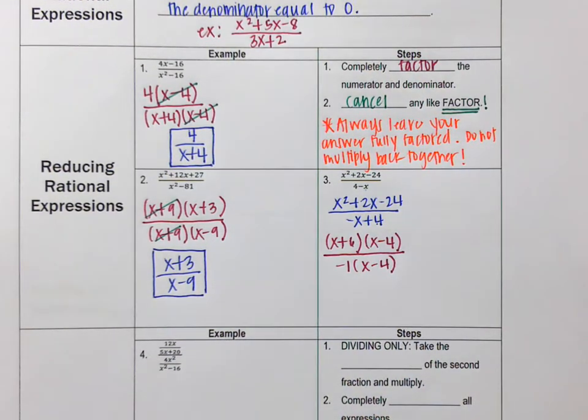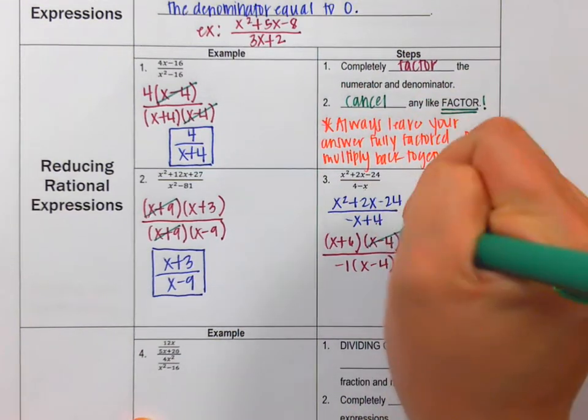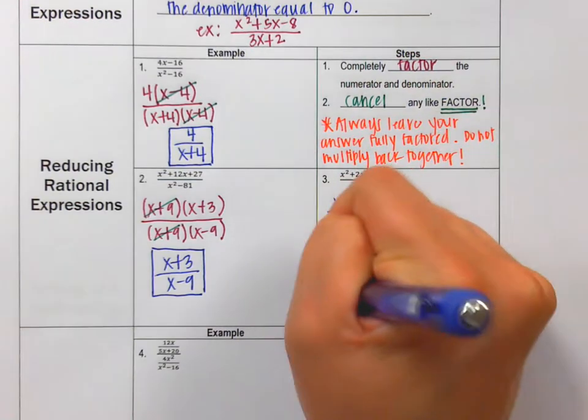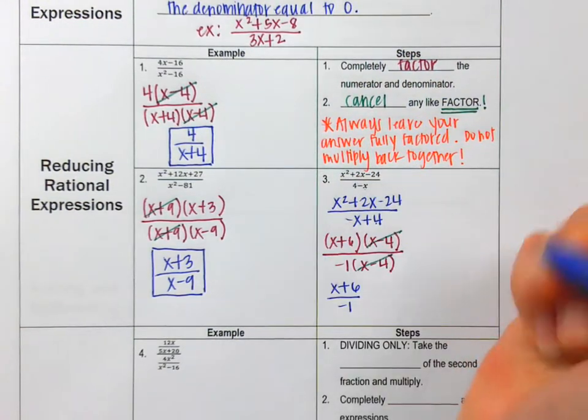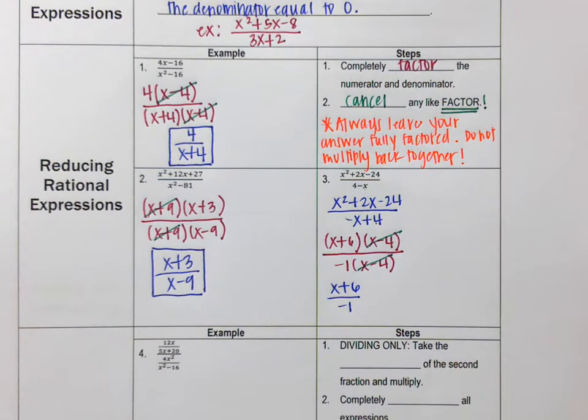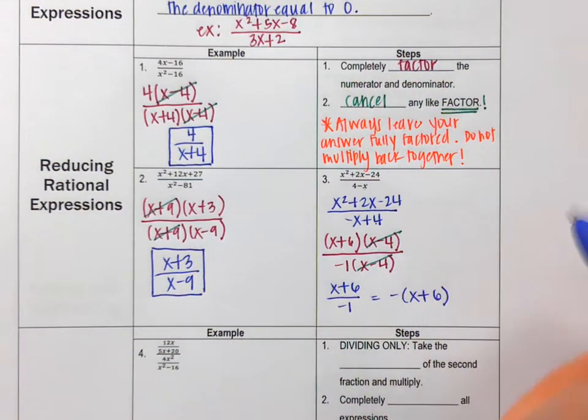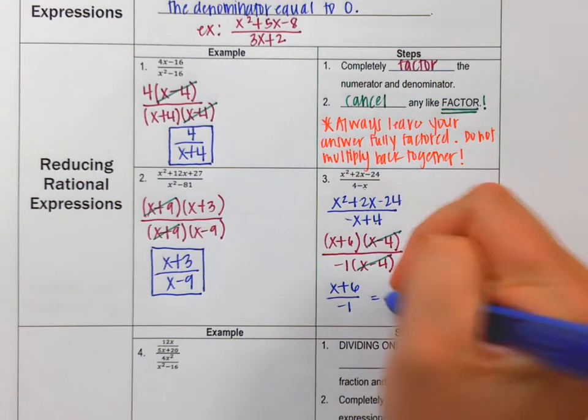And so now, are there any like factors that I can cancel? And there are. X minus 4 and x minus 4 are exactly the same. I can cancel them. And now I'm left with x plus 6 over negative 1. Now, that's one way of writing it, not the most correct way of writing it, but you can write it instead as negative times x plus 6. Because 1 over negative 1 is the same as negative 1 over 1. So really, these are exactly the same.